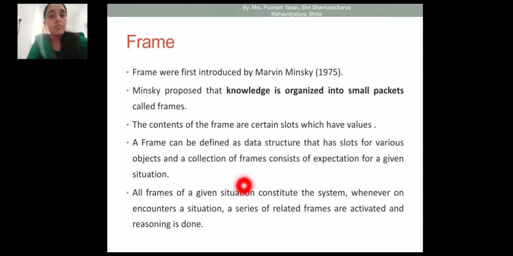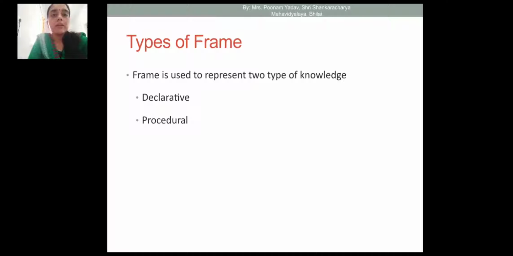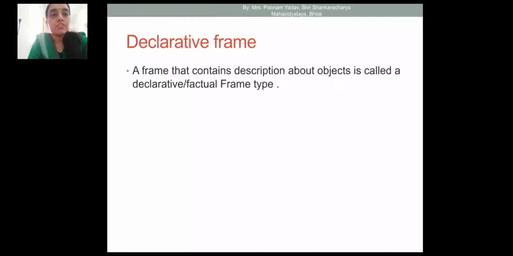Then all frames of a given situation constitute the system. Whenever a situation is encountered, a series of related frames are activated and the reasoning is done. Frames are of two types, declarative and procedural. In a declarative frame, a frame containing a description about an object is called a declarative or factual frame.